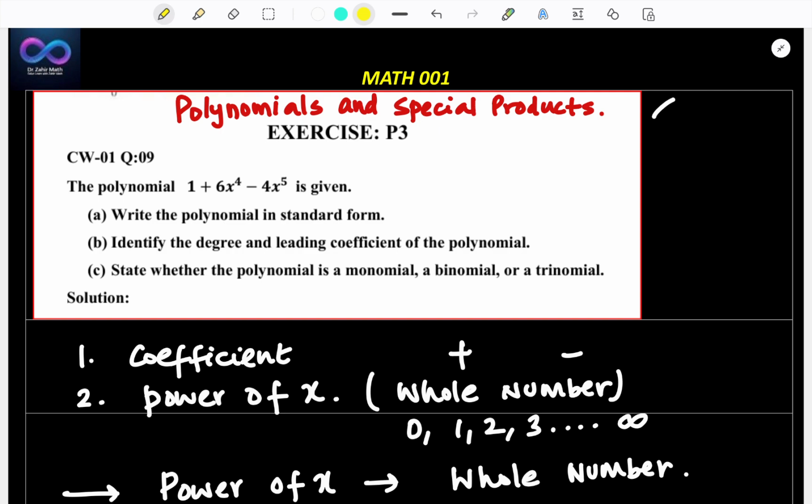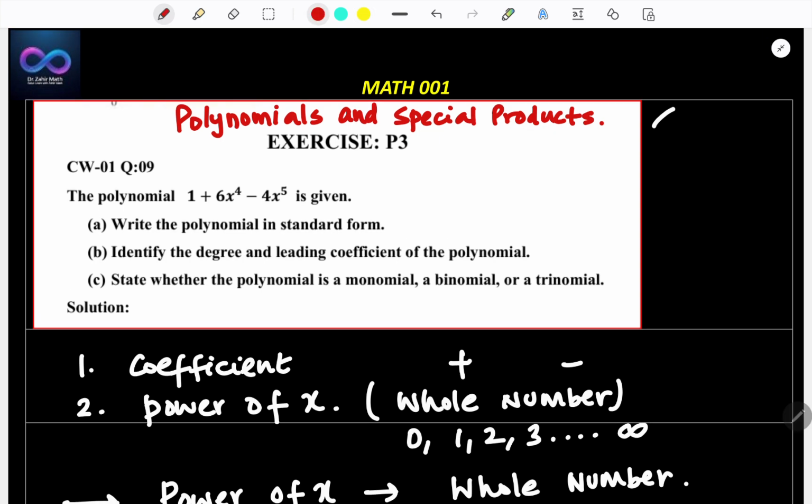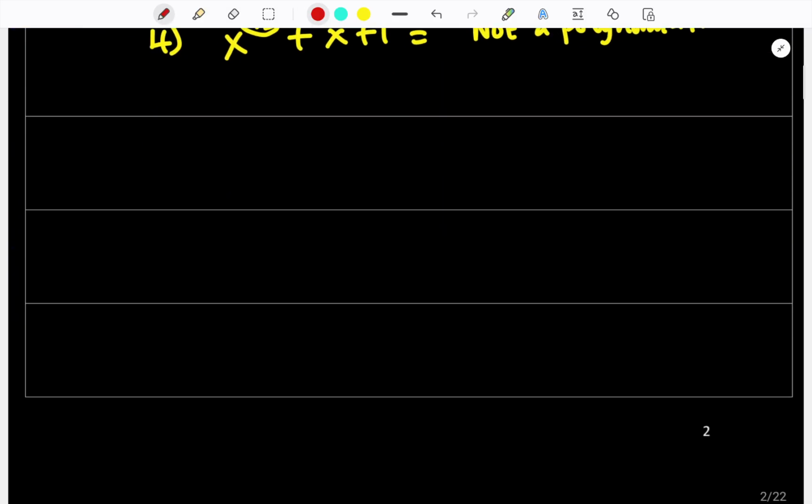Okay, right. Let's read the question. The polynomial 1 plus 6x to the power 4 minus 4x to the power of 5 is given. Write the polynomial in standard form. What do you mean by standard form? Keep in your mind standard form. Let me write here and then I'll come back here.